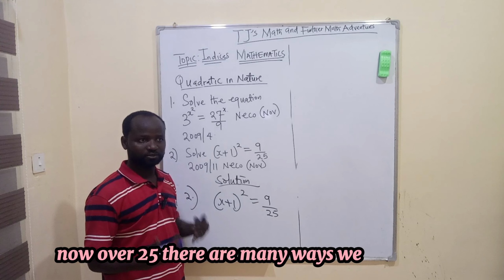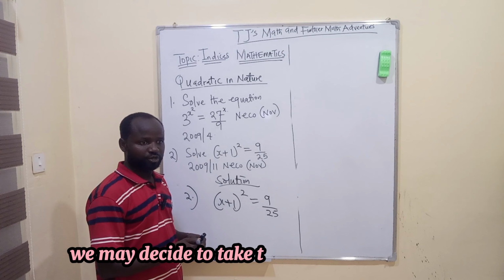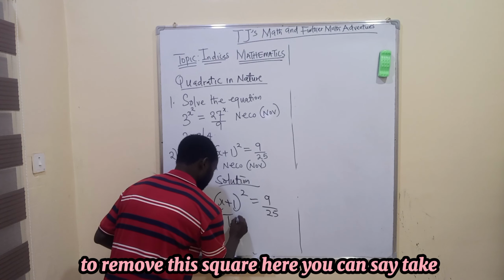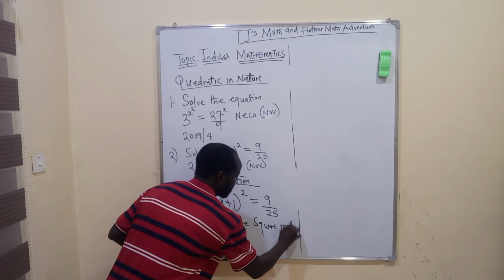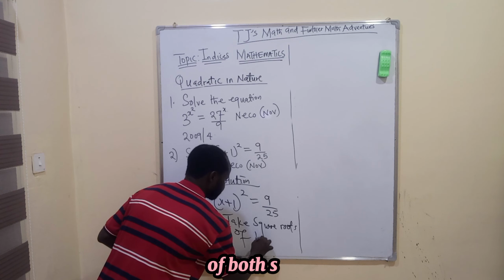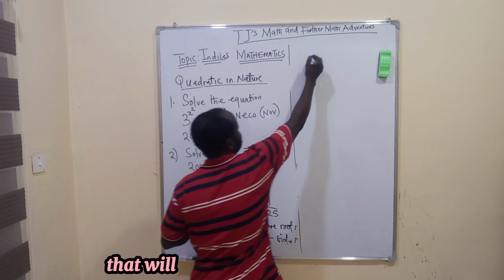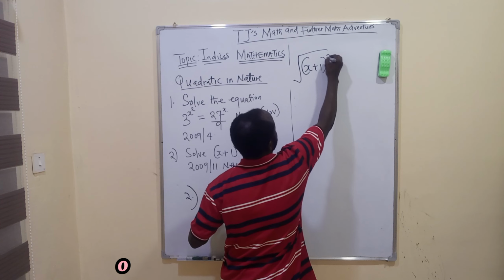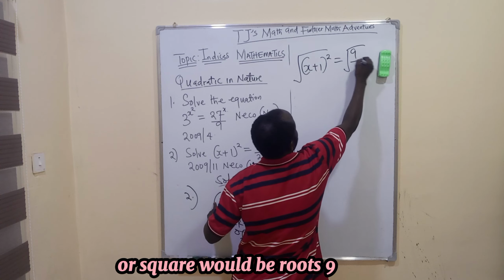There are many ways we can handle this. We may decide to take the square root of both sides to remove this square here. You can say take the square roots of both sides. That's another method. That will be the square root of x plus 1 all square will be root 9 over 25.